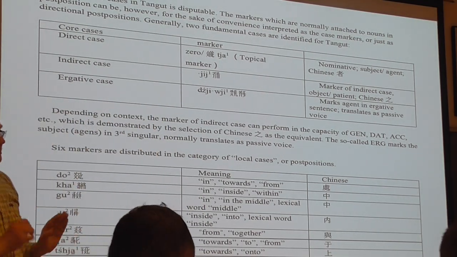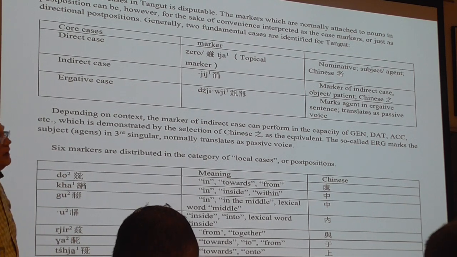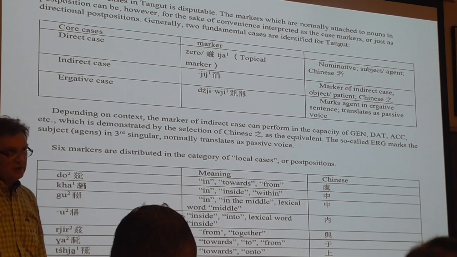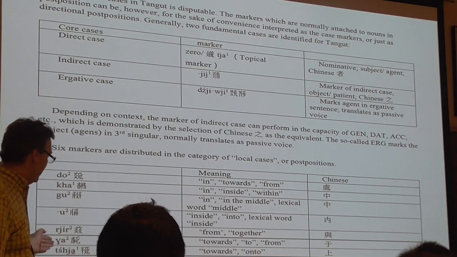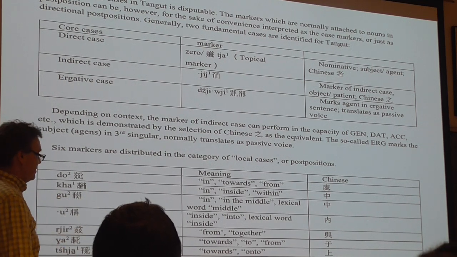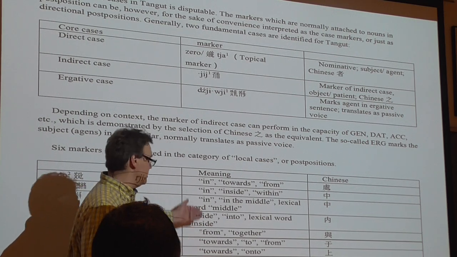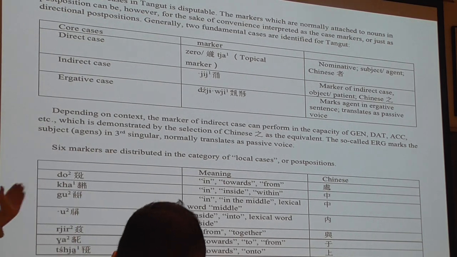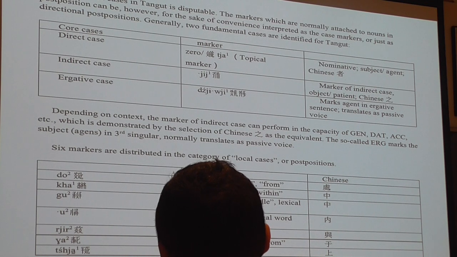But all those things are just for information. Now, finally, those that were rendered as case markers. Kipping believed that those are postpositions. So again, do-ka-gu-u-ri-ha-cha. One can memorize those pretty fast. So: in, within, inside, from, together, towards, onto. The Chinese version is here. So again, I think it's not complicated at all.